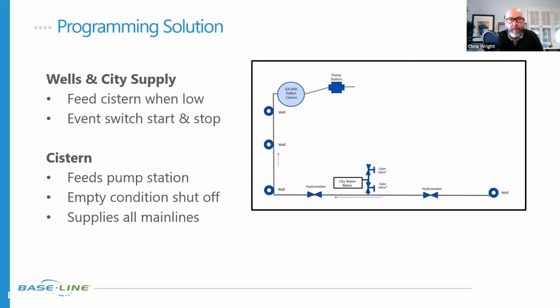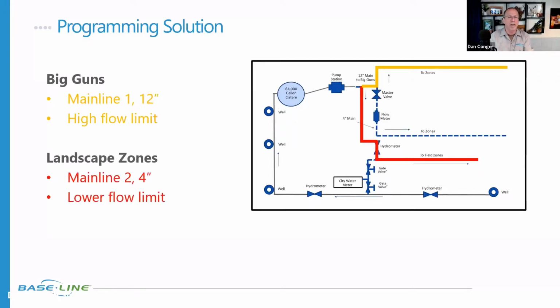Cool. Okay. I got one more. So that's the supply side. And let's look at the mainline side. On the mainline side, those big rotors are assigned to a mainline. I don't know if it's mainline 1, but we're going to call it mainline 1, because remember, we have 8 different mainlines we can use. That mainline is a 12-inch mainline, so it's got a really high flow limit. It can carry a lot of water, so they've set those limits quite high on that.